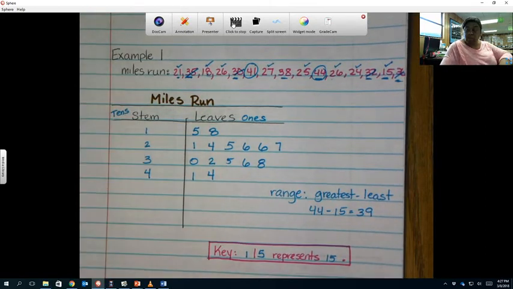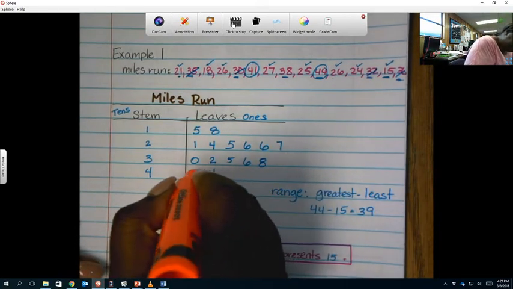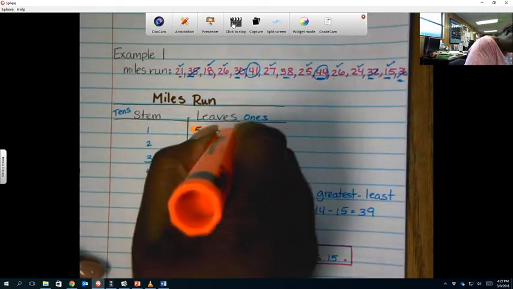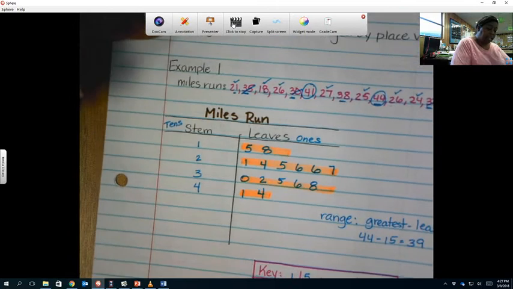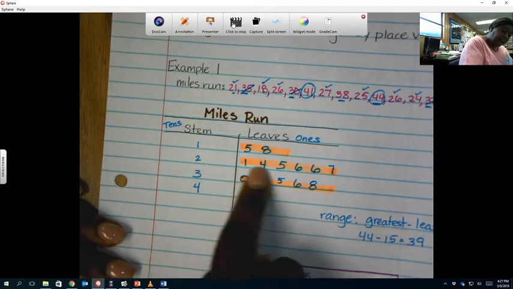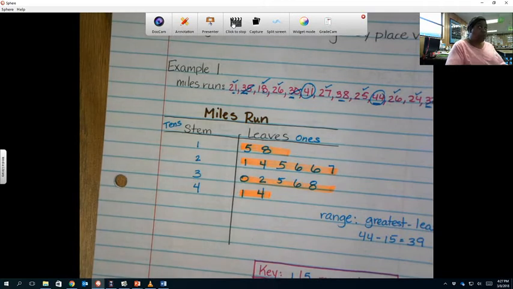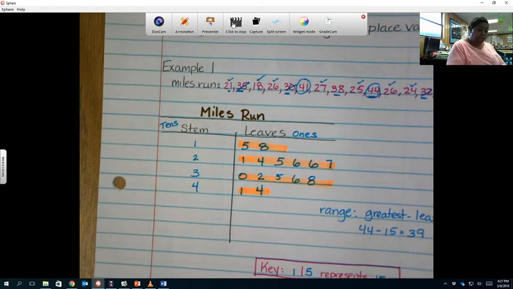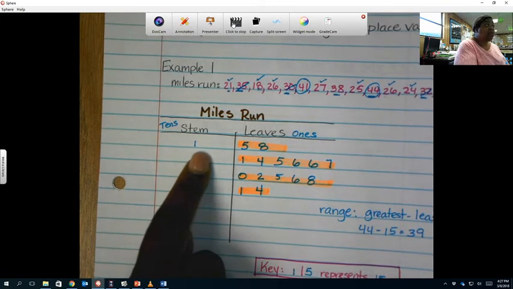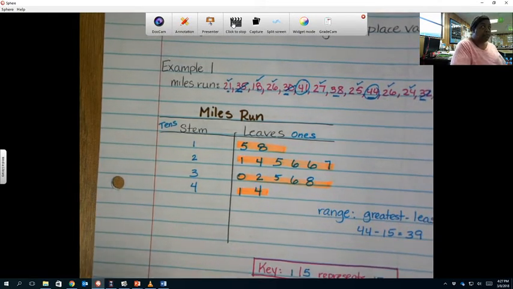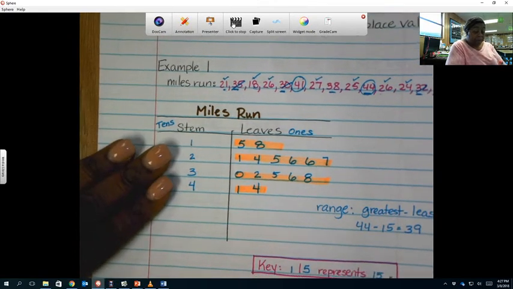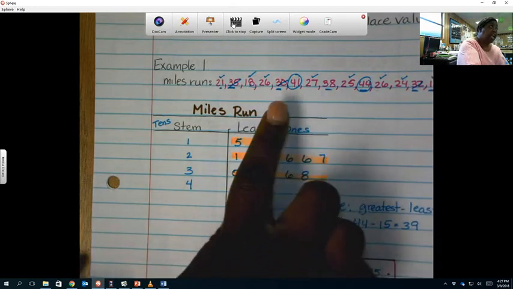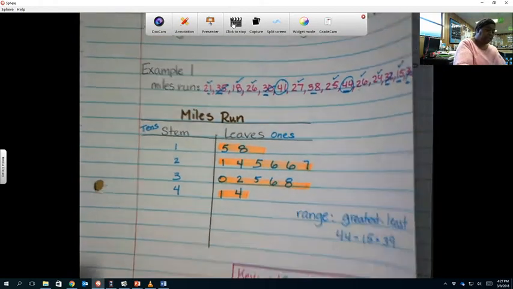Okay. If you highlighted the leaves and turned it sideways, it almost looks like a bar graph. So I could see that I have the most values in the 20s, so everyone is running about twenty-something miles, versus not a lot are running in the teens and not a lot are running in the 40s yet. So I can analyze my data better by using a stem and leaf plot than looking at this record here. Okay, let's look at another example.